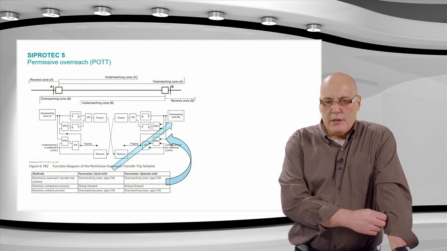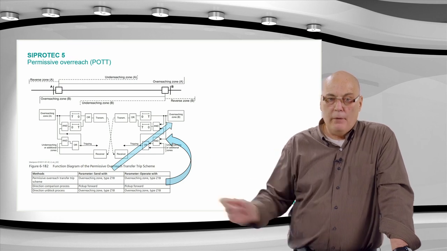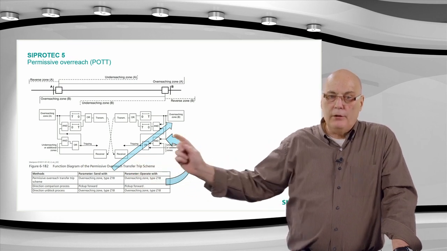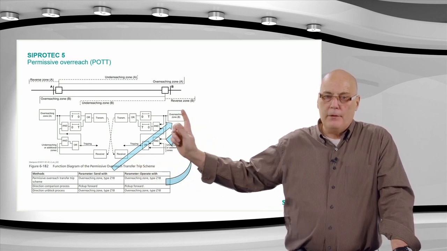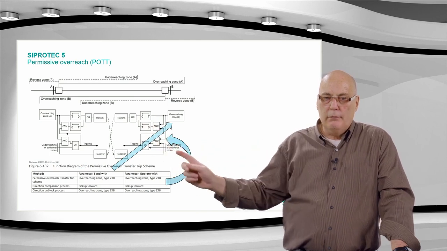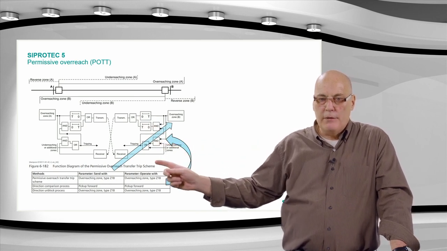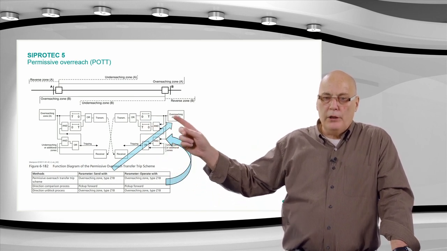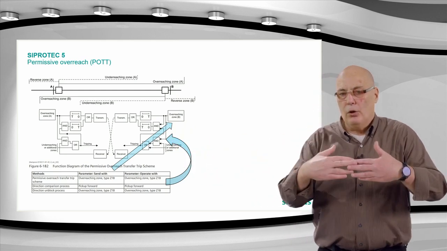All right, the POTT scheme looks almost the same, only that we are now using an overreaching zone to send, right? And you can see with the receive signal, the release is the same. Again, the receive signal would release your directional overreaching zone. So it is like a direction comparison.